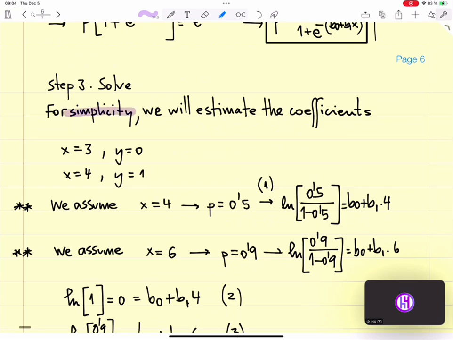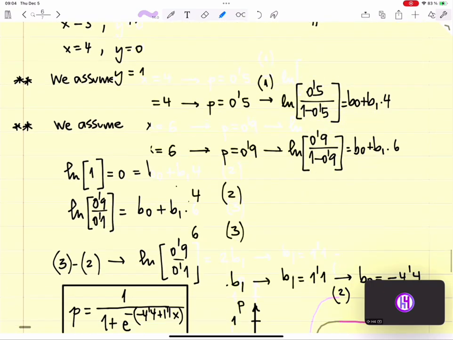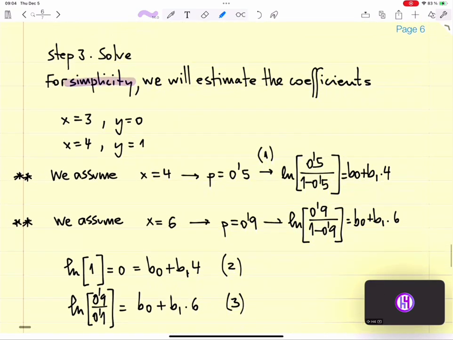Okay, so when you do this exercise, look for the values of x in which y changes from 0 to 1. Then assume that for 4 you have something like 0.5, and then for 6 you have, because it's changing from 3 to 4, from 0 to 1, and then for 6 you have 0.9. Okay, and then the rest is just implementing the equations.